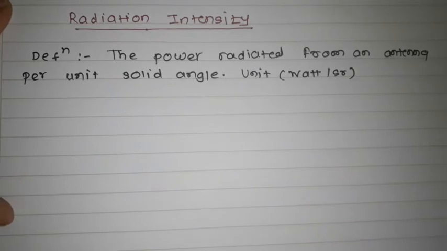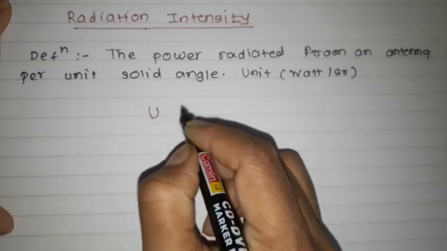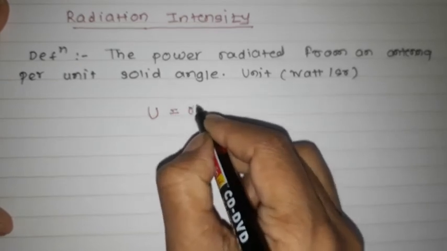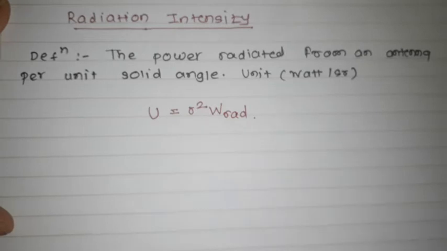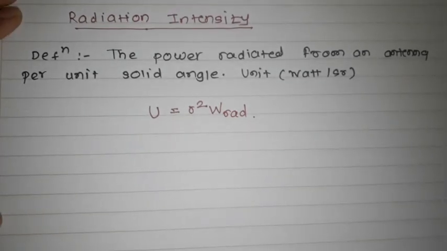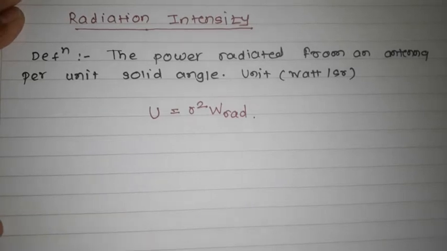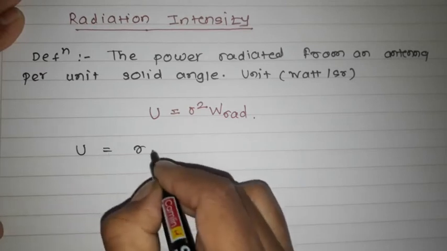Now how can we calculate the radiation intensity? The radiation intensity can be obtained by multiplying the radiation density with the square of the distance. So this will be U = r square W radiated. This is how we can calculate the radiation intensity. Now let us see each and every term in this formula. U is nothing but the radiation intensity.